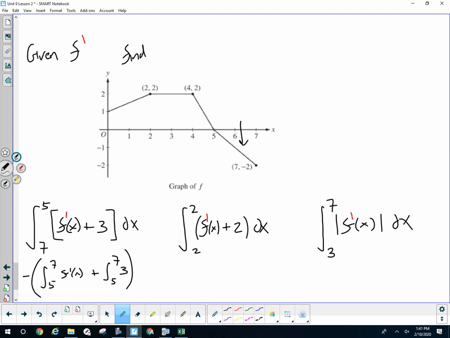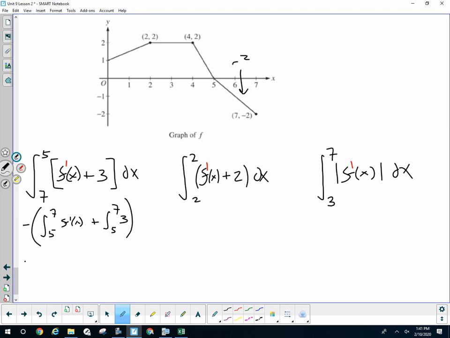5 to 7, this area down here is -2. So I got minus -2, 5 to 7 of 3, rectangle, height 3 with width 2, this is 6. So this would be 4, but take the opposite of it, my answer is -4. 2 to 2, 0. Regardless of whether we are adding anything else, the width is 0.